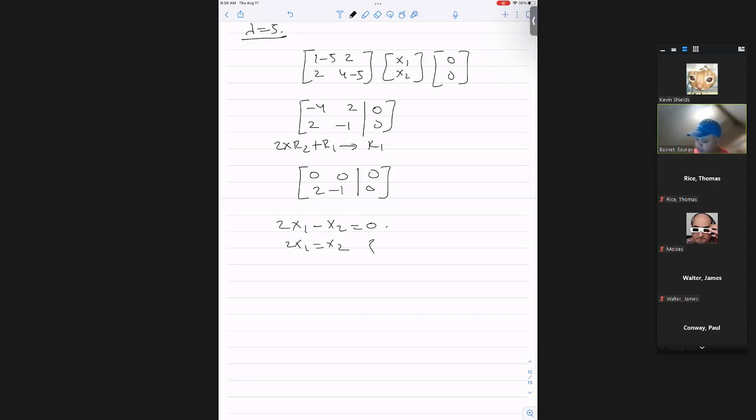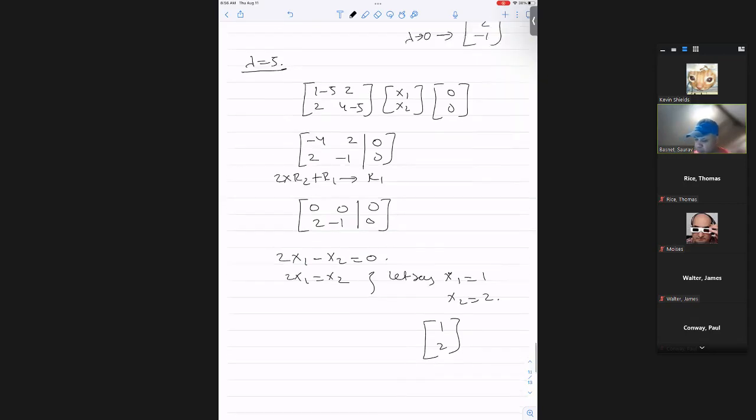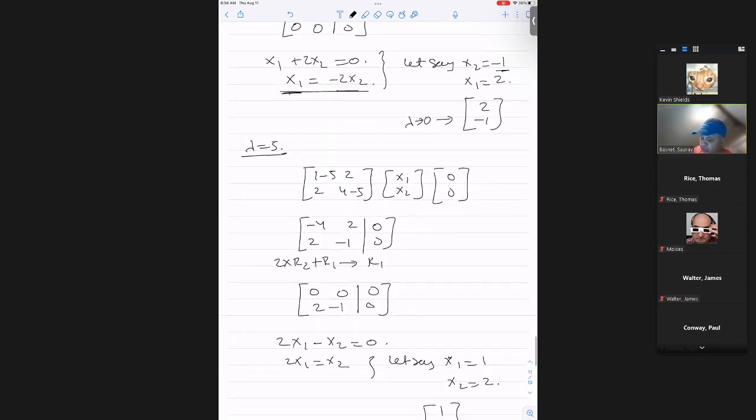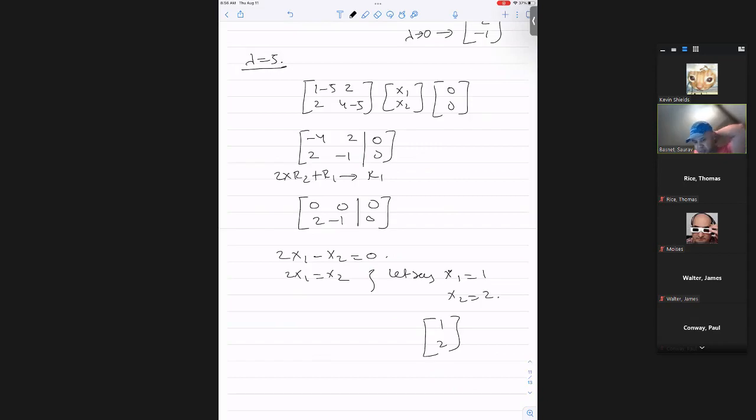Did you guys get the same thing? So let's say my x1 equals 1, then my x2 equals 2. So my vector would be (1, 2). If you see here, I always put x1 first and then x2. If you follow the same pattern, it's easier. And I always wanted to make x1 positive.